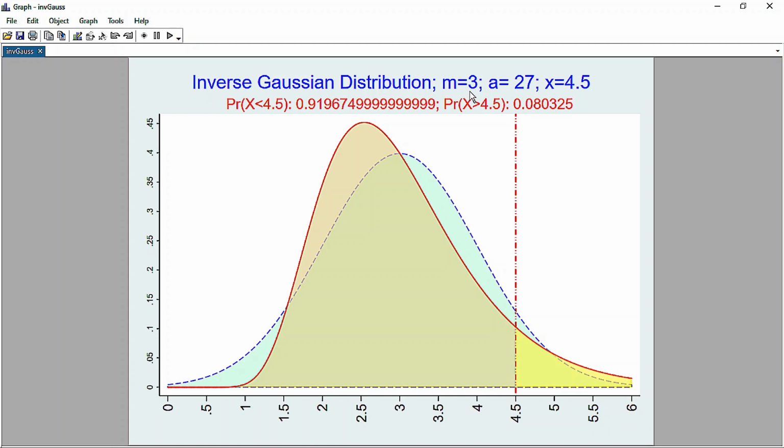For the mean parameter 3 and the shape parameter a to be 27, and x equal to 4.5, this is our null hypothesis. We want to test whether x is less than 4.5 or x is greater than 4.5, a single test, left tail test and right tail test.